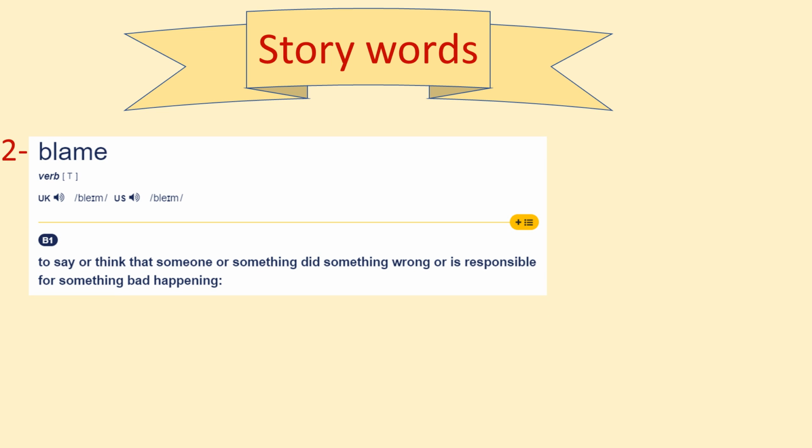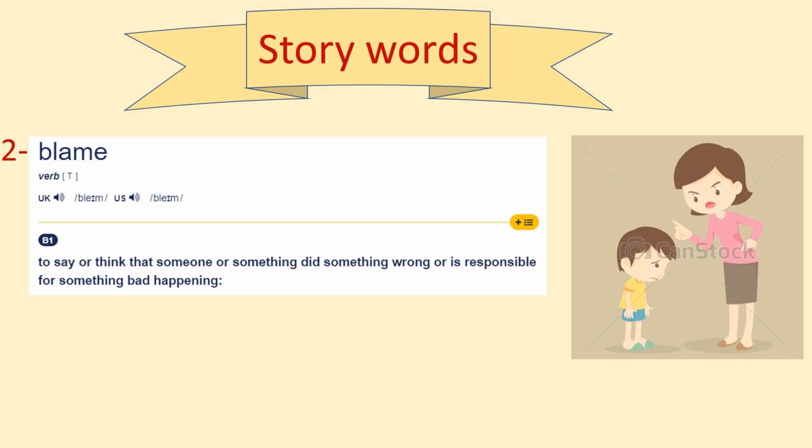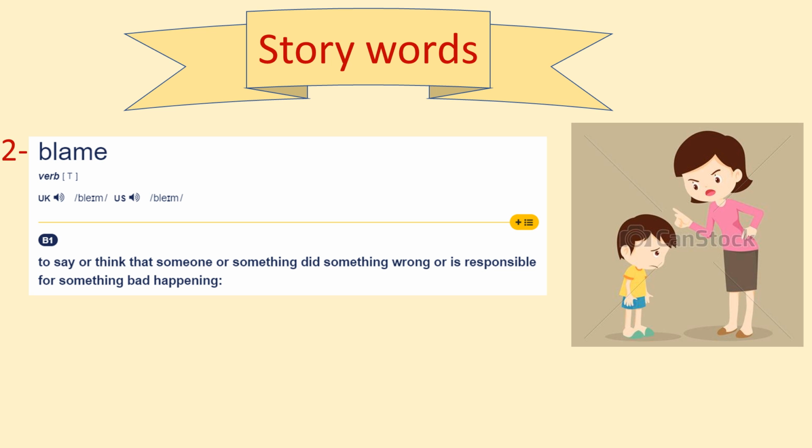The second word is blame. Repeat after me, kids. Blame. B-L-A-M-E. Blame. What do we mean by blame? Any idea, kids? Look at this mother in this picture. She blamed her son because he did a mistake. She said to him, you are responsible for that mistake.